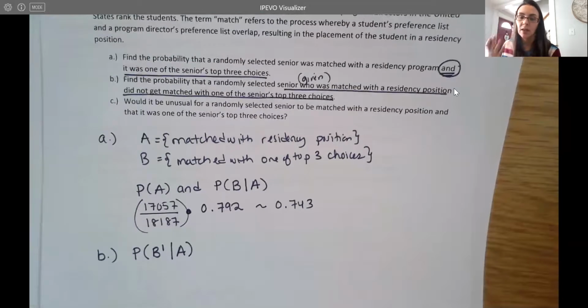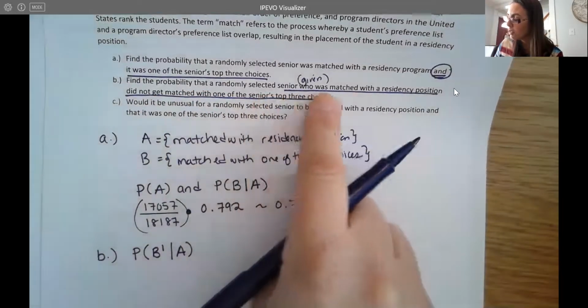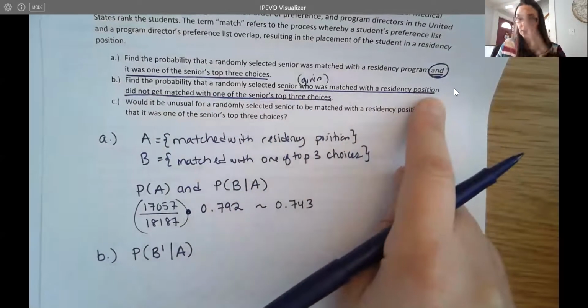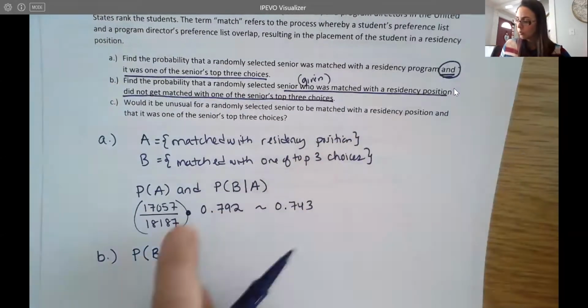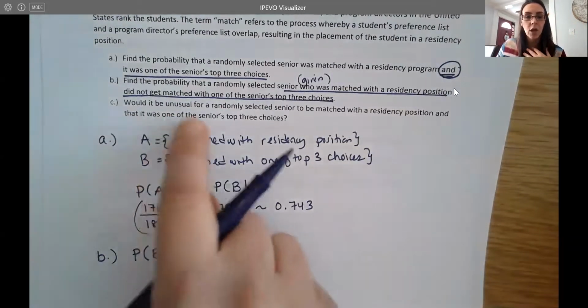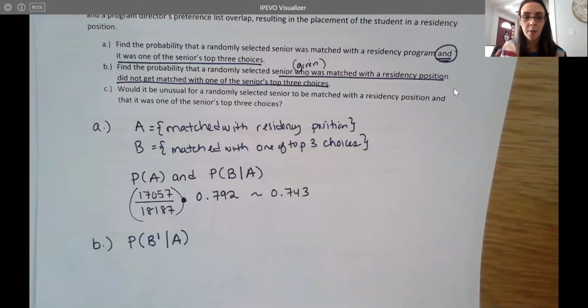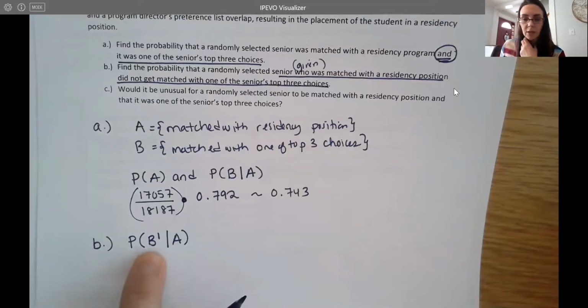Okay, so again, these are really tough. You got to read really carefully here. Find the probability that a randomly selected senior who was matched with a residency position. So the senior was already matched. So we already have A occurring, right? It's the conditional probability. Did not get one of their choices. So the idea of not is the complement. So we're using B complement here to show that.